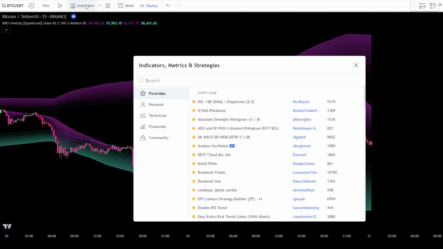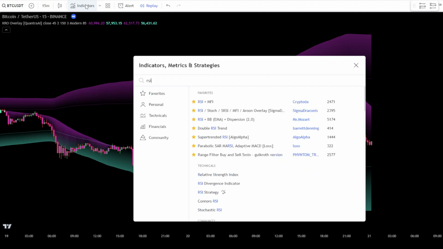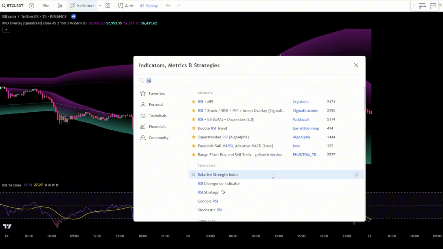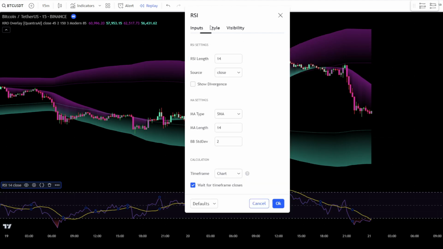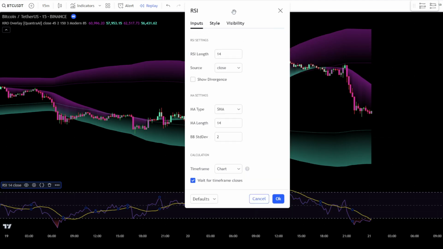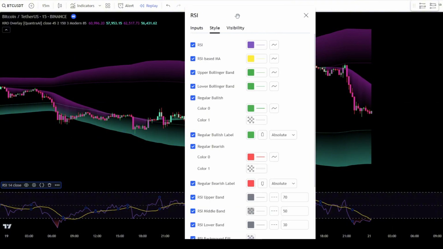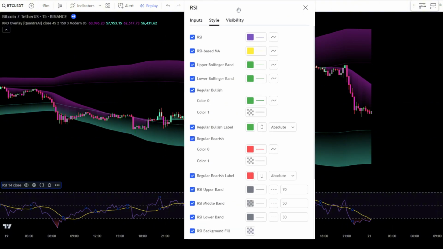Go to the Indicator Search tab and type RSI or Relative Strength Index. Then, select the default RSI from Tradingview. Now, let's set up the RSI indicator. In the Input tab, leave the indicator at its default settings. Next, go to the Style tab. In the Style tab, uncheck all the boxes except for RSI, RSI upper band, RSI middle band, and RSI lower band.